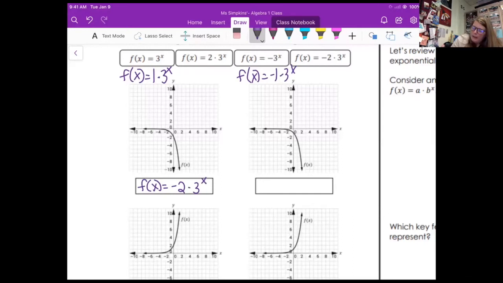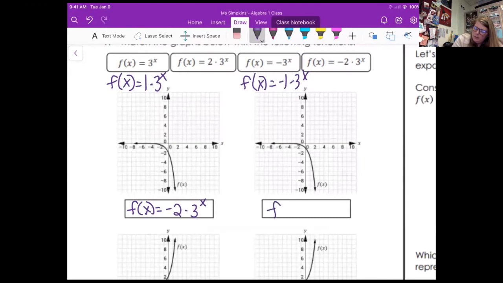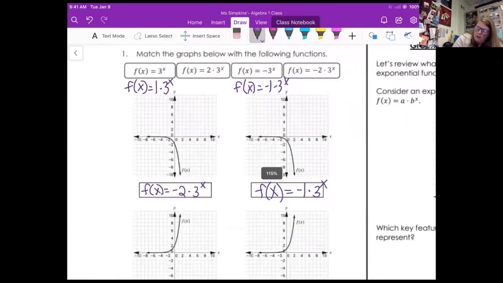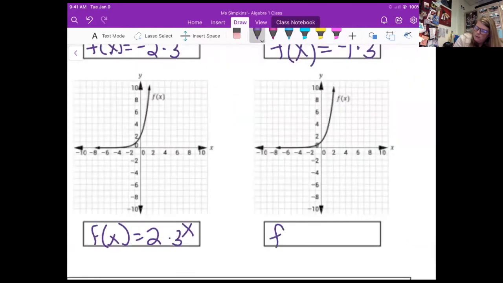Okay, the second graph, if you look at it, it crosses at -1. So that would be f of x equals -1 times 3 to the x. This one crosses at 2, so that would be f of x equals 2 times 3 to the x. And the last one crosses at +1, so that would be f of x equals 1 times 3 to the x power.